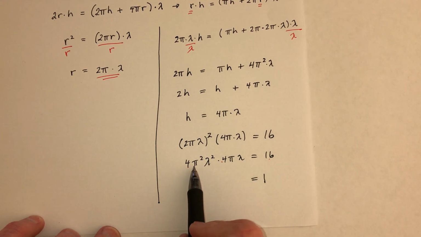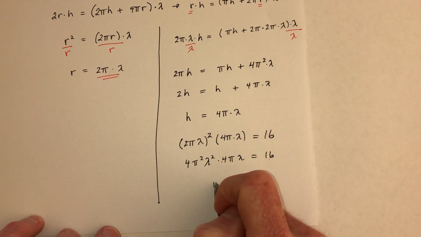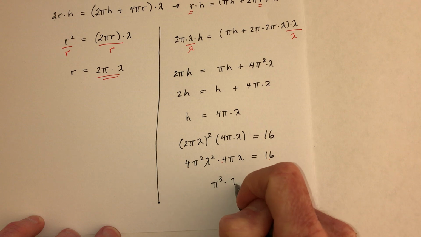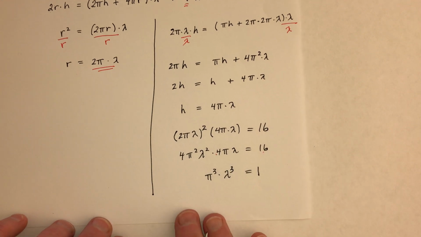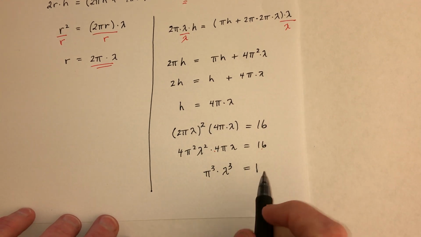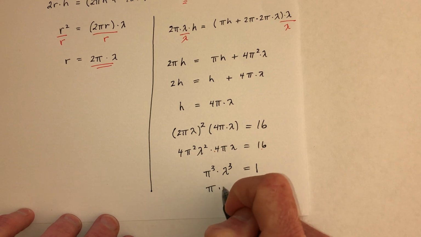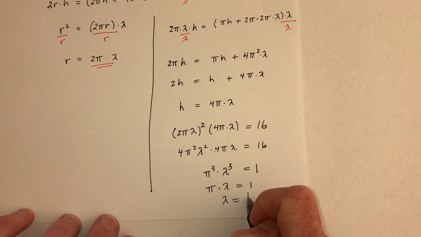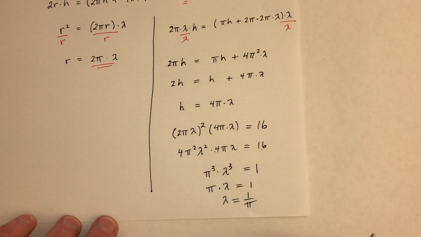And what else have we got? Pi squared and pi, so that's pi cubed. Lambda squared and lambda, so that's lambda cubed. And then you could take the cube root of both sides. And so lambda equals 1 over pi.